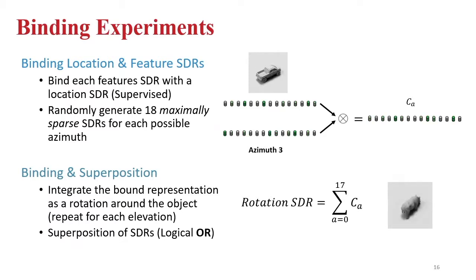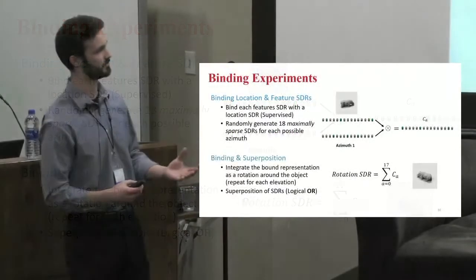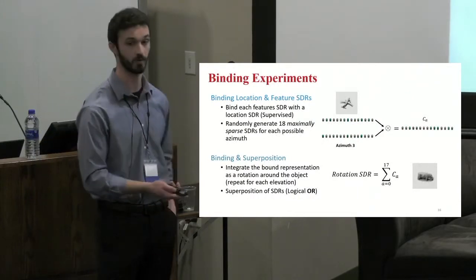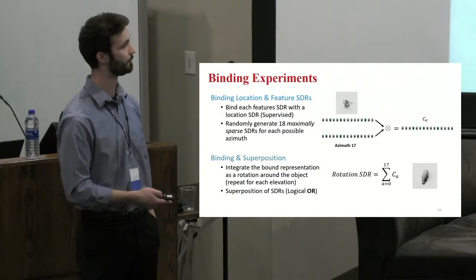For our second experiment, what we did was we summed these bound representations. You can think of it as a rotation around an object to get a more complex representation. And this is just a simple bitwise logical OR.